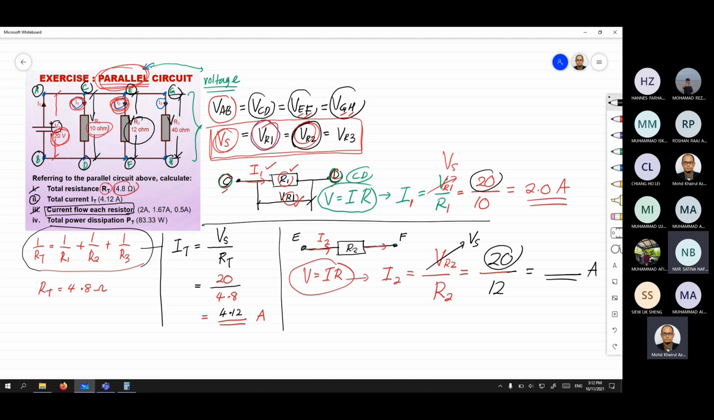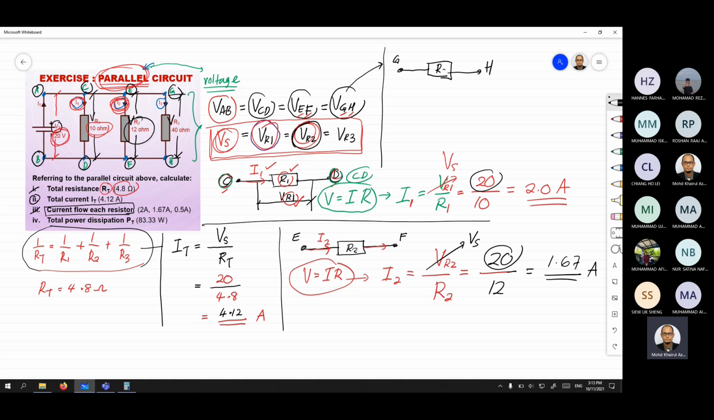Guys, 20 divided by 12. How much? 1.67. 1.67. Okay, good. Do the same for point G and point H.